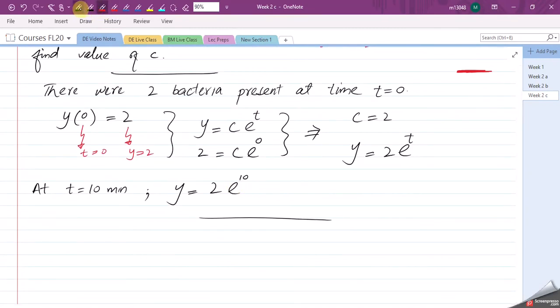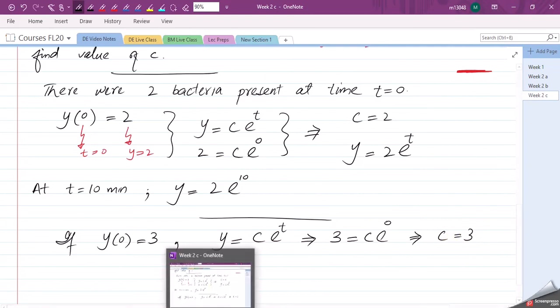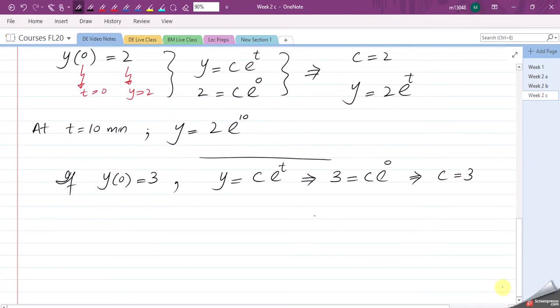What if the initial condition was different? Let's say if initial condition was y of 0 equals 3. There were 3 bacteria present at the start. That means our solution will be c e raised power t implies 3 equals c e raised power 0, and this means c equals 3. And our solution becomes y equals 3e raised to power t.